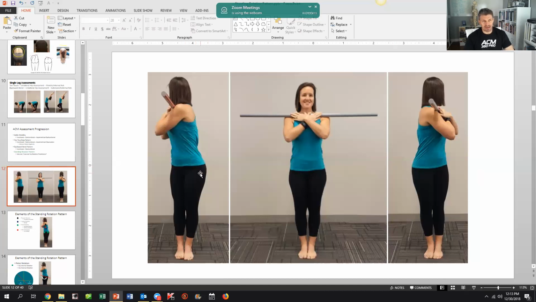I'm not necessarily looking at how much torso rotation they get, and I'll share with you why that is later, but I do observe the torso rotation, and it's another predictor as to where they're trying to gain more rotation from or more movement from if they're not getting it from the pelvis, and we'll talk about that.